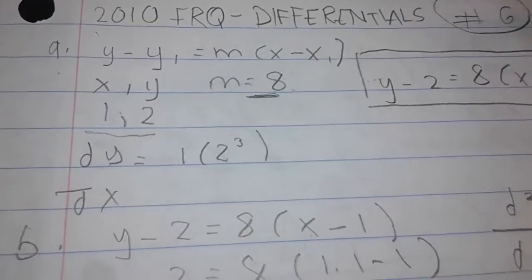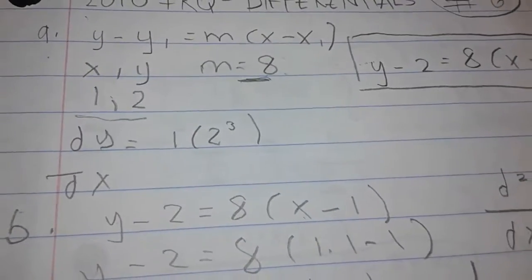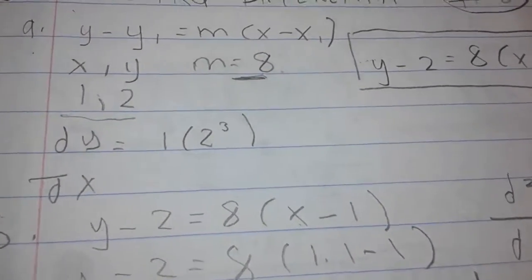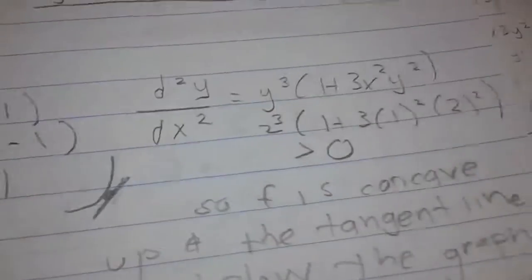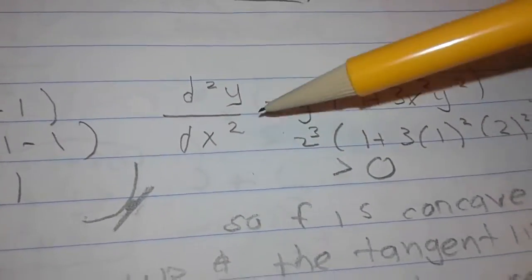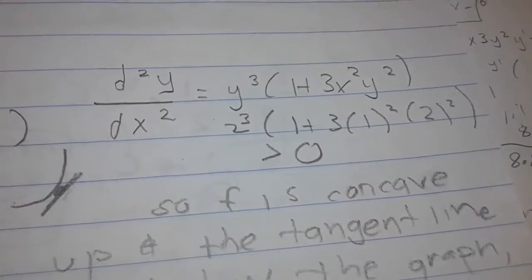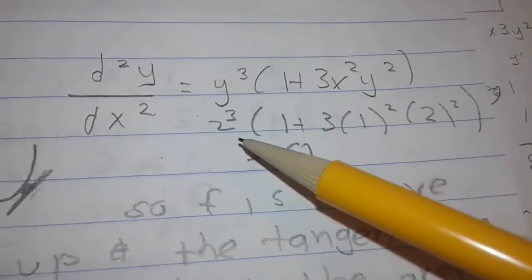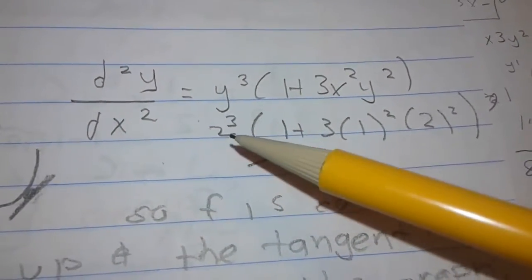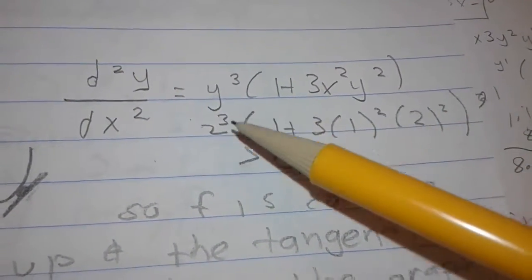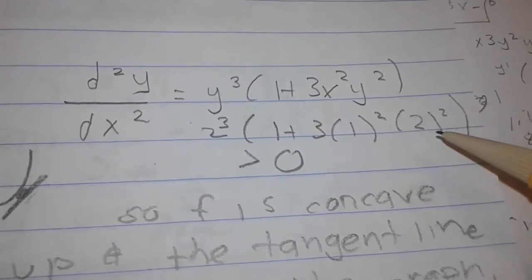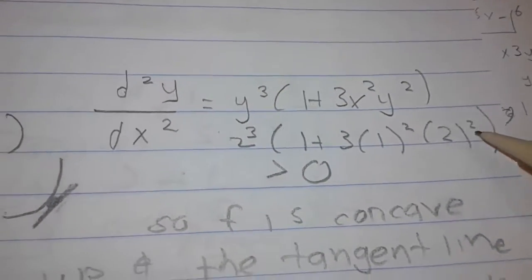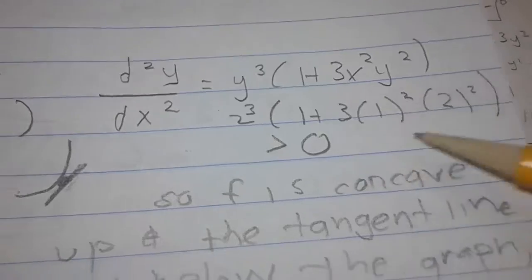So concavity can tell us whether the approximation is less than or greater than. We're going to find the second derivative, but we don't have to find it, as I said earlier, because it's already given to us. We plug in our x and y coordinates to the equation, and since all these numbers are positive, you don't have to do the algebra. It's going to be greater than 0.